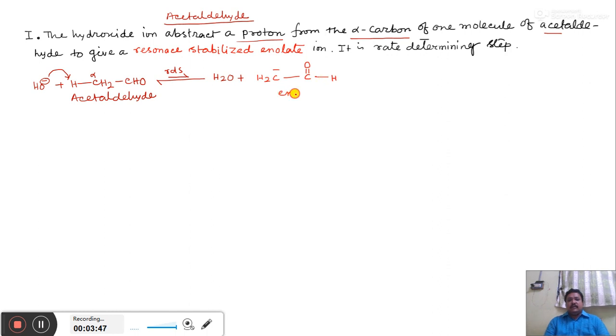This enolate gets stability through resonance and its chemical structure is H2C single bond C single bond O minus, double bond C single bond O minus, then single bond H. This is known as resonance stabilized enolate anion. And in the first step, this resonance stabilized enolate anion is formed.